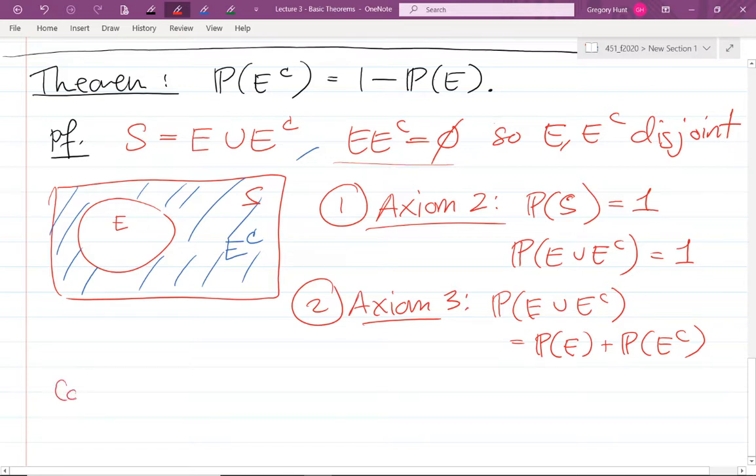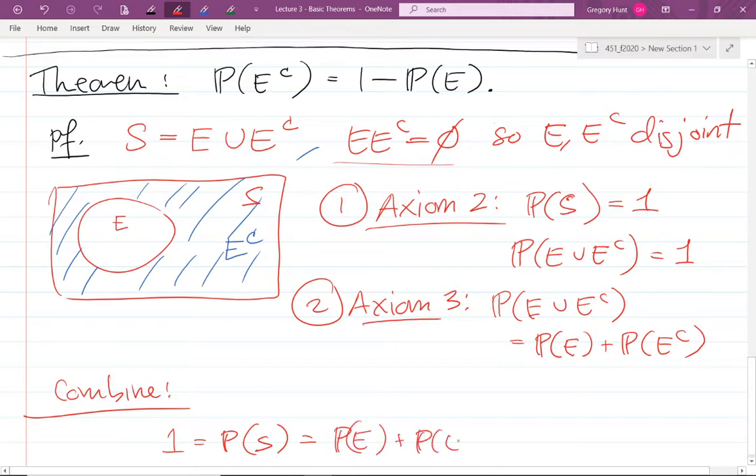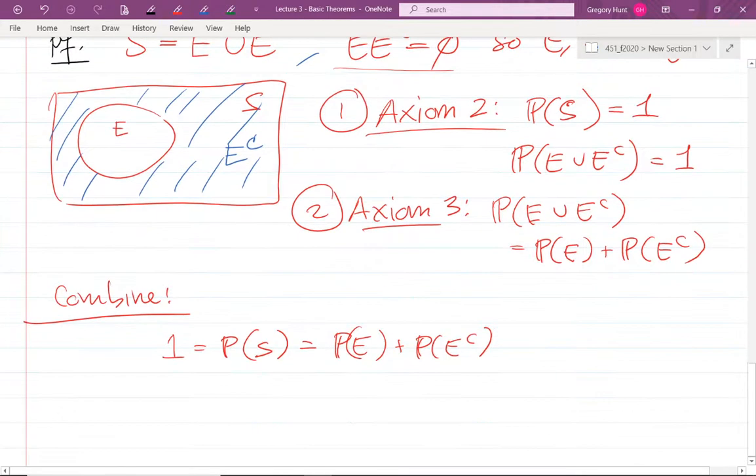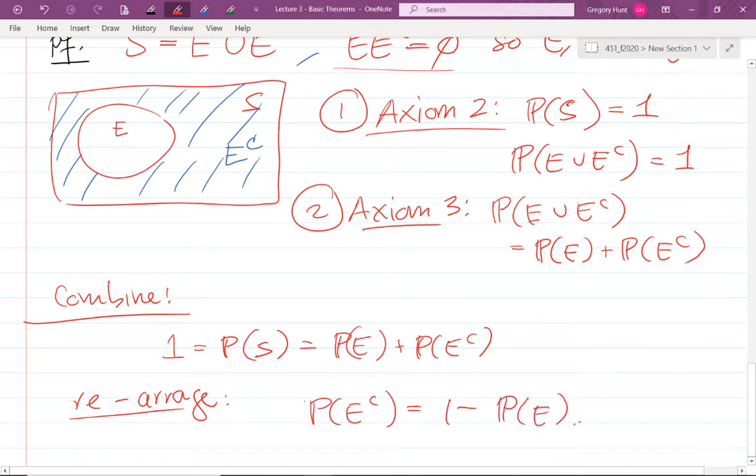So let's combine these. If we combine these two facts, we get that 1 is the probability of the whole sample space, is the probability of E plus the probability of E complement. And so if we rearrange, what do we get? We move the probability of E over, we get the probability of E complement is 1 minus the probability of E. That's the whole proof.